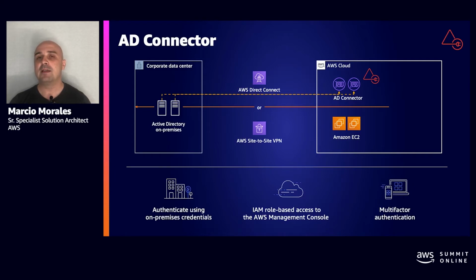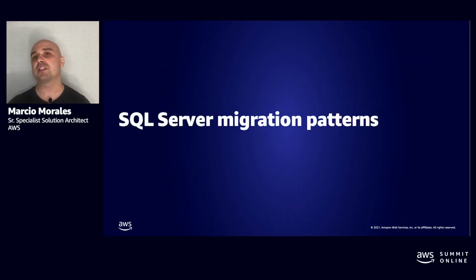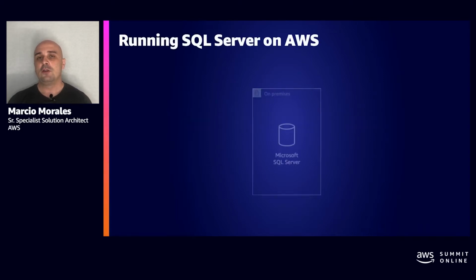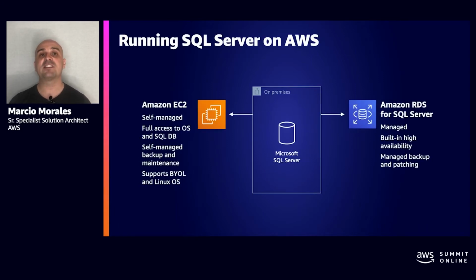Now, let's talk about SQL Server migration options. You have two options to run SQL Server at AWS. As an Amazon EC2 instance, so you launch an Amazon EC2 instance and install your SQL Server, or you can use Amazon RDS for SQL Server, which is the AWS managed service. AWS is going to manage the Windows Server and the SQL Server for you.